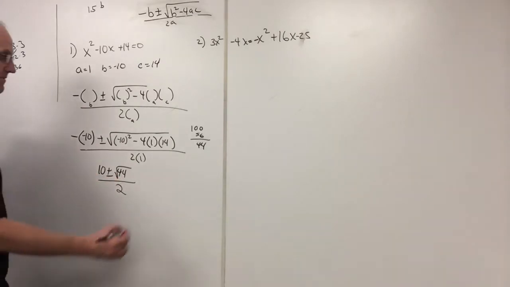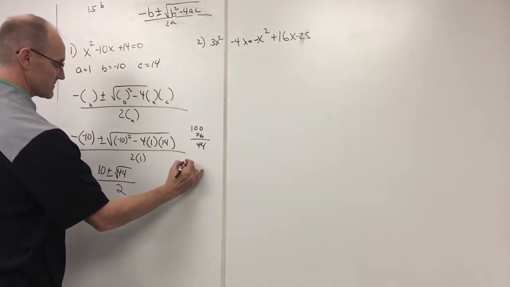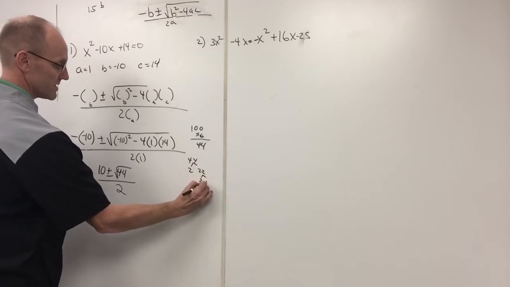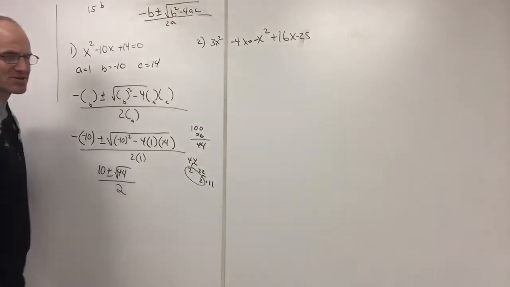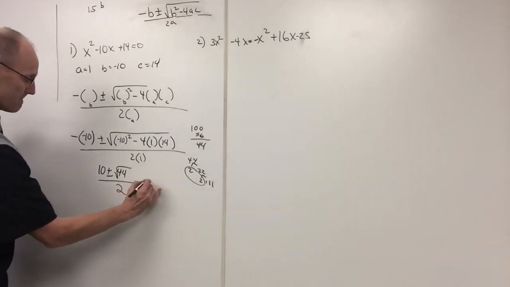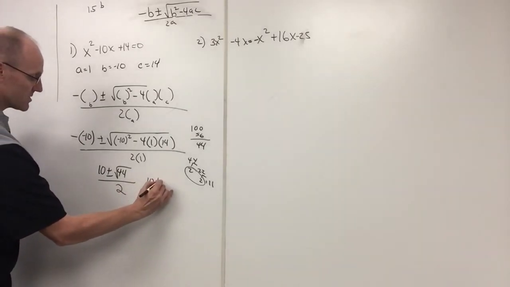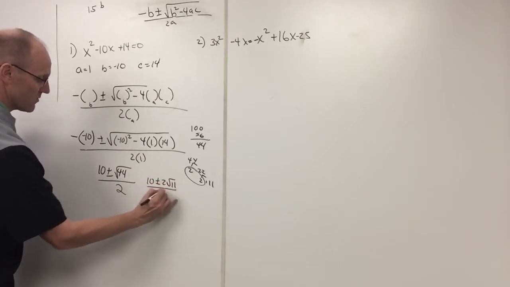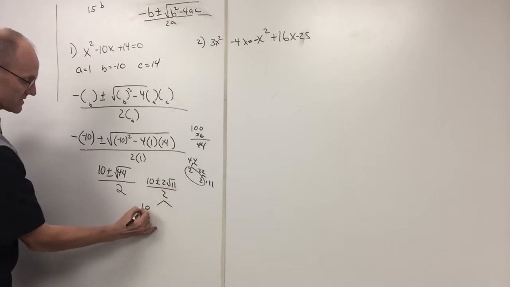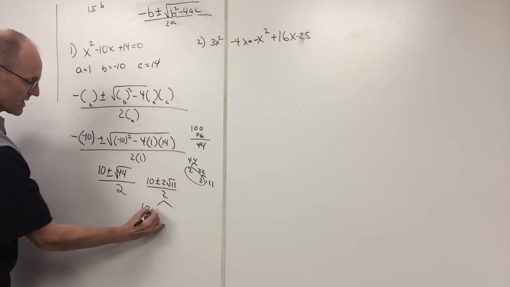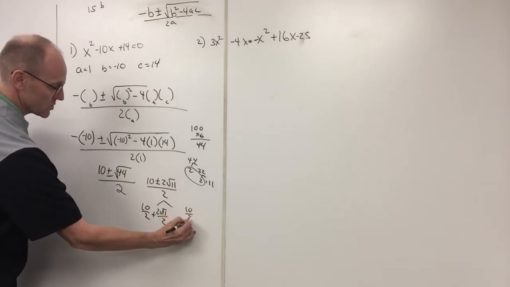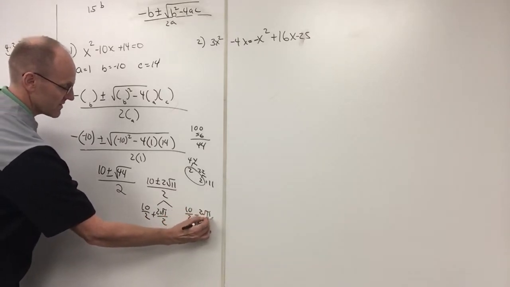Simplify, square root of 44. 2 times 22, 2 times 11. So I can pull 2 out of there. So I'm going to end up with 10 plus or minus 2 root 11 over 2. And then I simplify this. I can split it up into 2 different things. This will be 10 over 2 plus 2 square root 11 over 2, and then this will be 10 over 2 minus 2 square root 11 over 2.